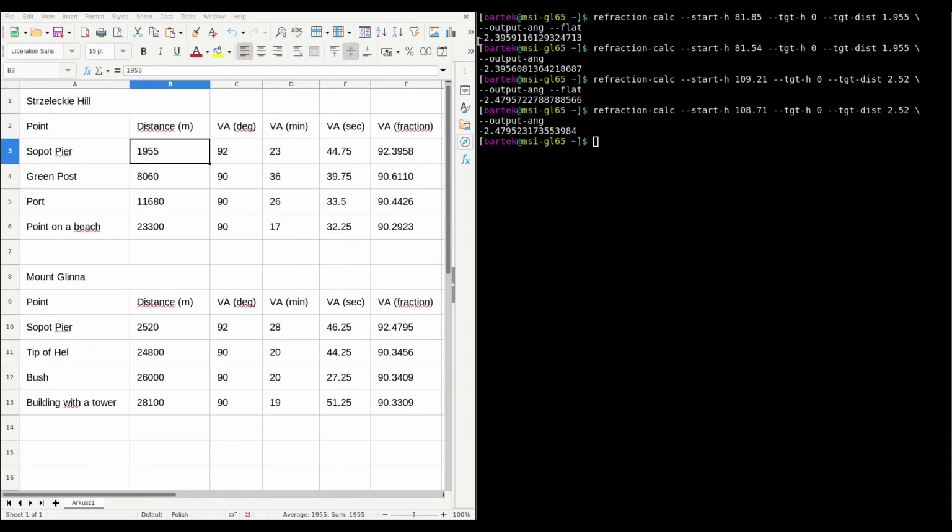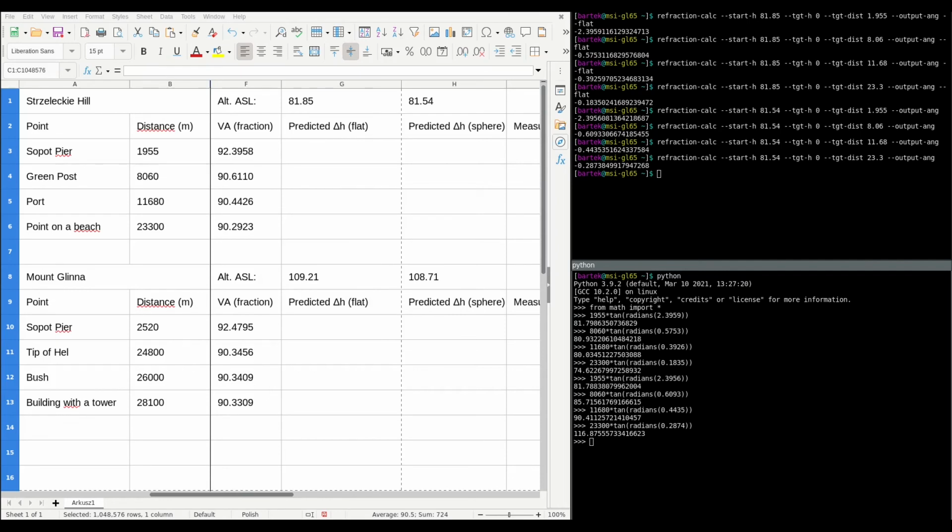If you input them into the refraction calculator, you get the angles almost exactly. Here it gives 2.3959, it's slightly more than 2.3958, but it's the closest I could get with just two decimal places. And this is for flat Earth, you can see this flat here in the parameters. This is for globe Earth. It also reproduces almost exactly the angle with a slightly lower altitude. And these two are for Mount Glinna. As you can see here, it's 2.4795, and both of these give 2.4795 almost exactly.